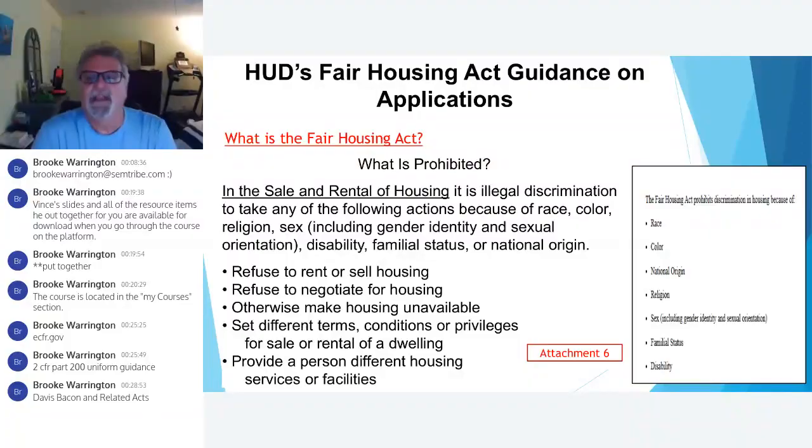It is illegal. Discrimination is the key word here throughout. Discrimination, discrimination, discrimination, or anti-discrimination in this case. It is illegal discrimination to take any of the following actions because of race, color, religion, sex, including gender identity, sexual orientation, disability, family status, and national origin. Did they put religion in there too? Yes, they did. And faith-based religion issues.